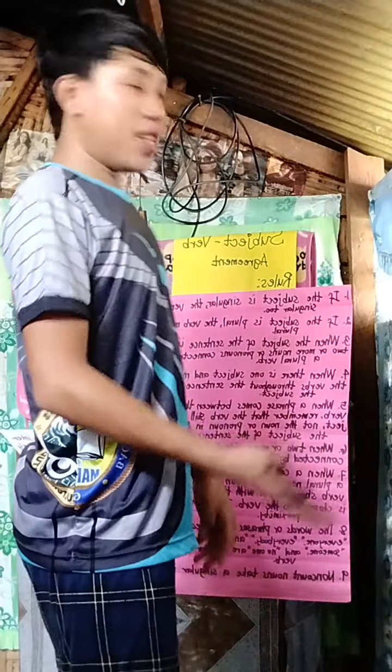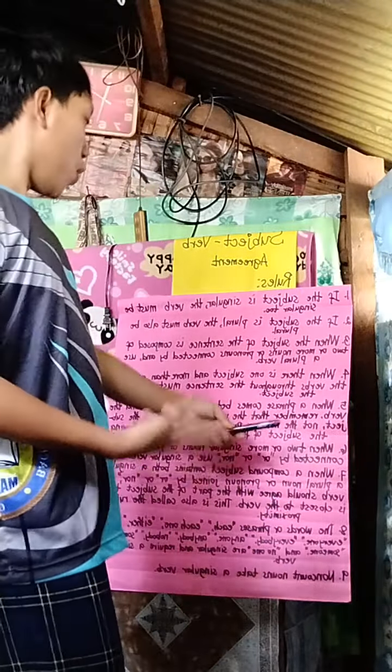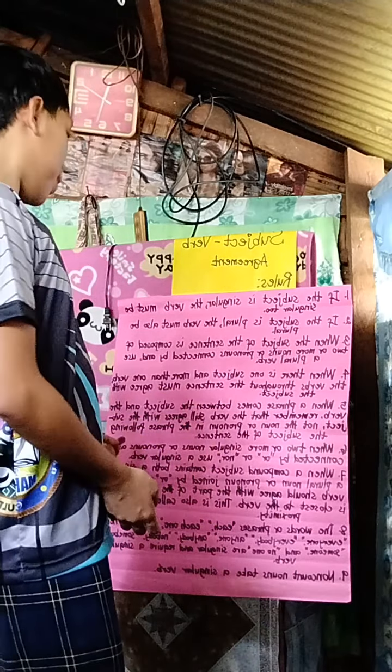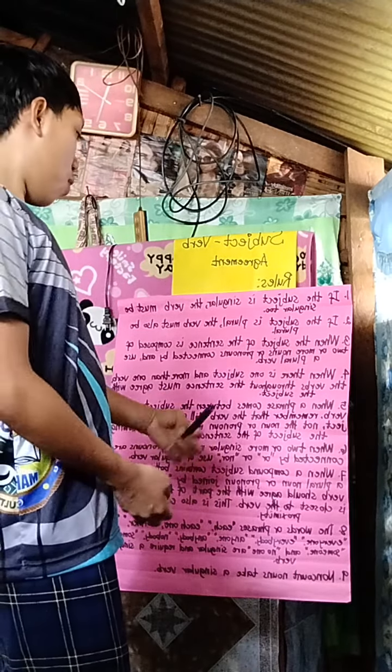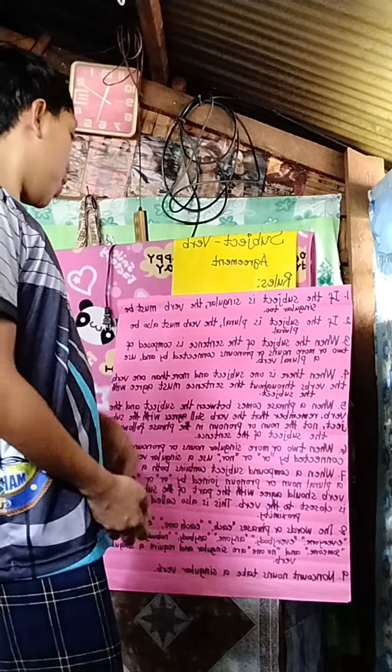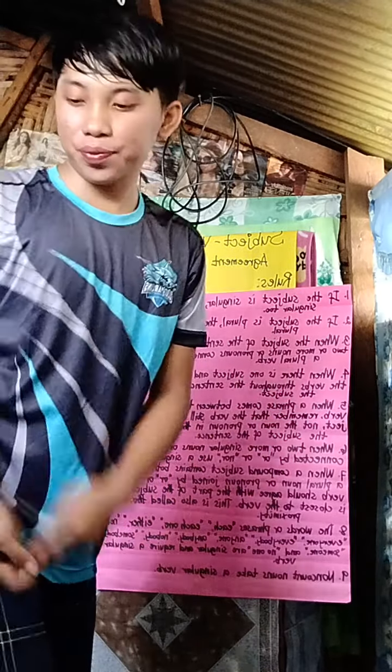Rule number 6 is, when two or more singular nouns or pronouns are connected by or or nor, use a singular verb.